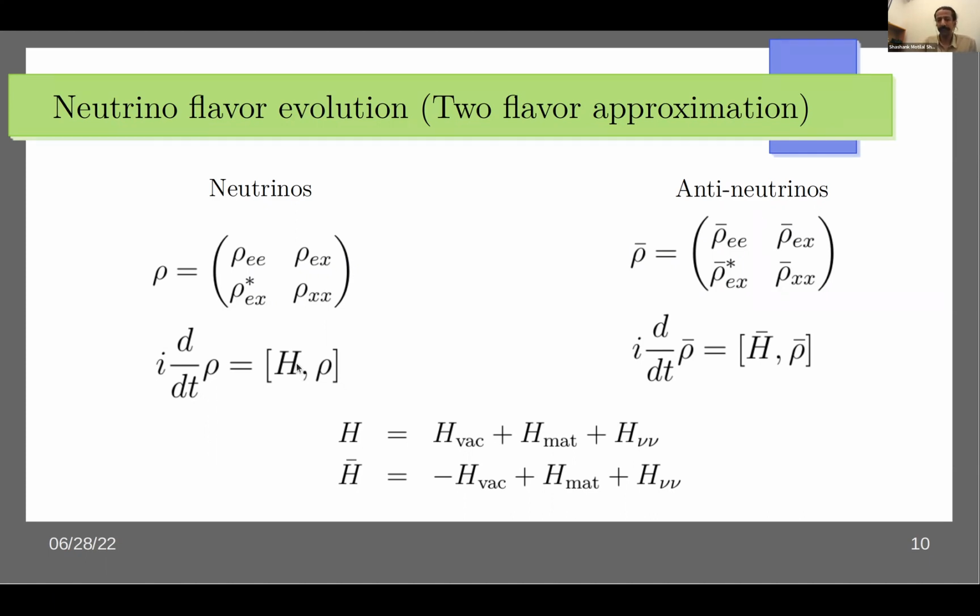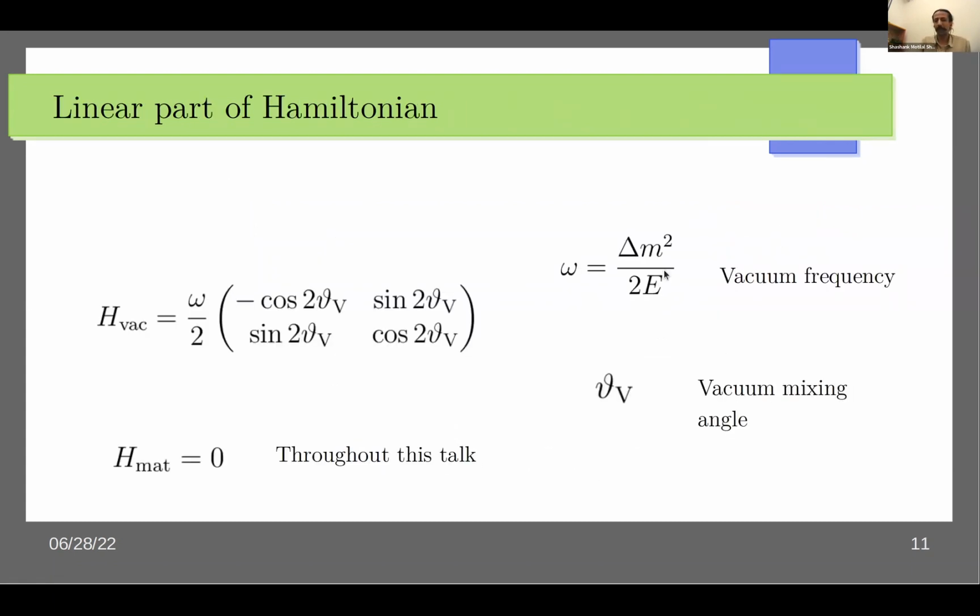And the Hamiltonian, which governs the temporal evolution, has three components: the vacuum term, the matter term, and this neutrino-neutrino self-interaction term. So the vacuum term is quite simple. It only depends on the mass square difference, energy, and the mixing angle. So once we know the mass square difference and energy, we know the vacuum frequency, and mixing angle is something we can measure. And in the region of interest, as far as supernova is concerned, the matter Hamiltonian is not that important. So throughout this talk, I will just ignore this.